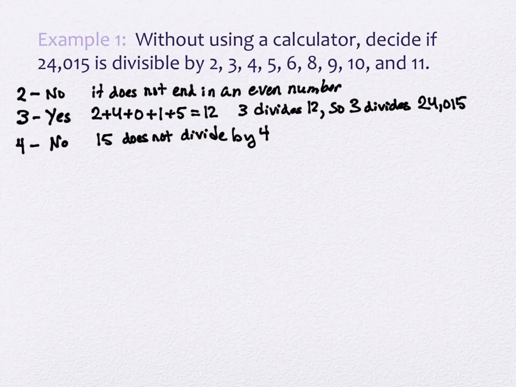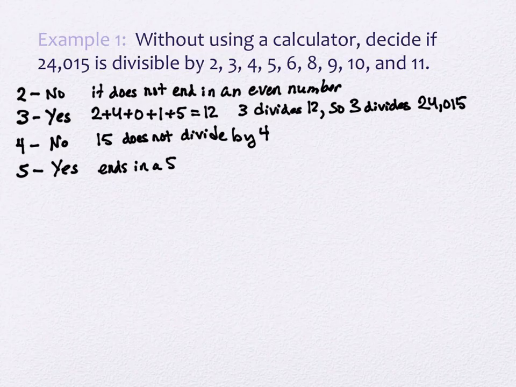What's next? 5. How about 5? Yes. Why does it divide by 5? The last digit is 5. It ends in a 5. If it ends in 5 or 0, it divides by 5. That's the rule, or the property.